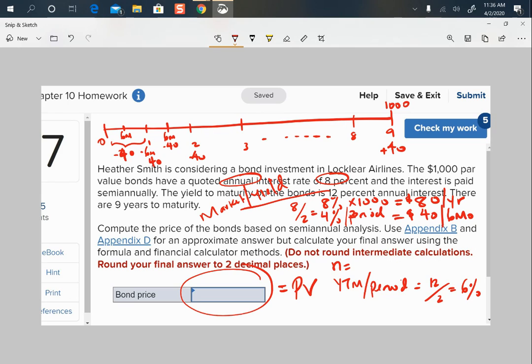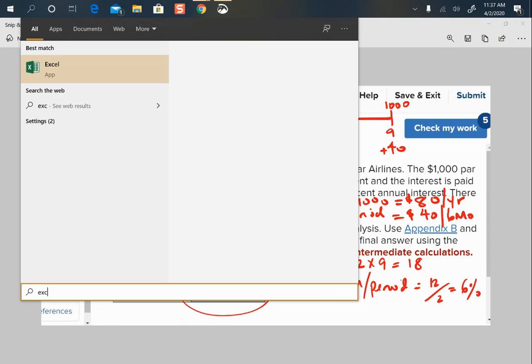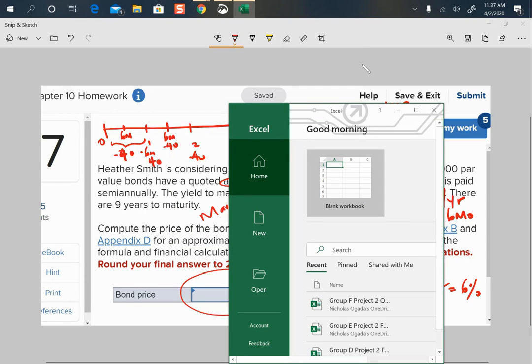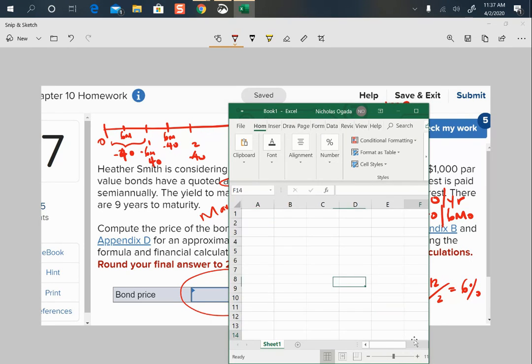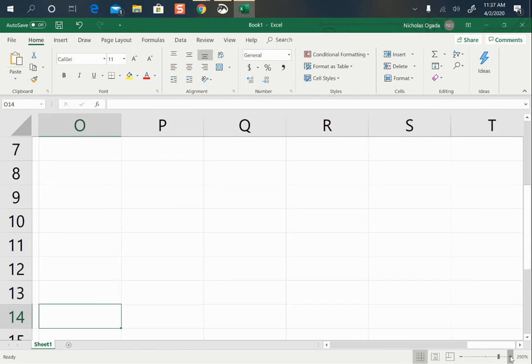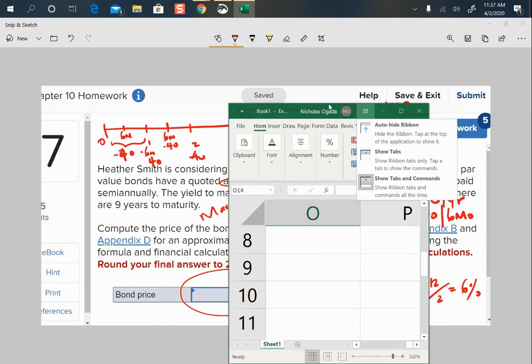The total number of payments, again, we have 2 payments per year times how many years left? We have 9 years left, and this will give you 18 periods. So now we can pull up our Excel. So we go to Excel and let's try to determine the value of this bond, or the price of this bond. Okay, I'm just going to increase this, and so this is where we are. I'm just going to slide this here.